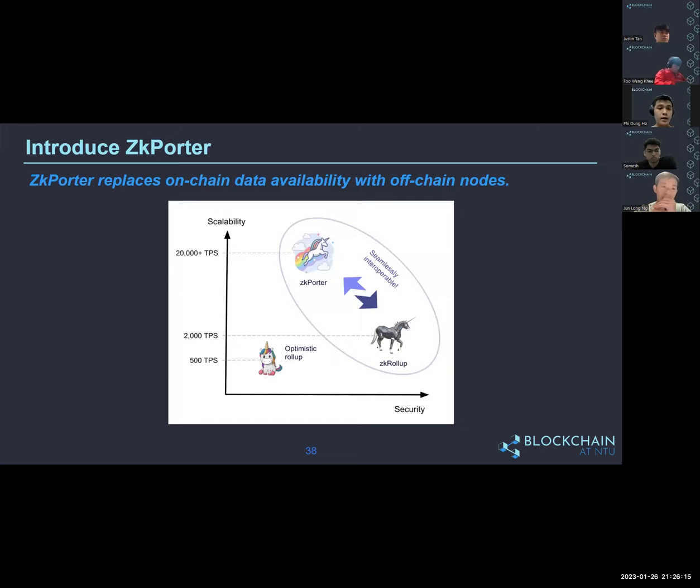And they also introduce a thing called ZK portals. So previously we already talked about ZK rollups, which scale up the blockchains. But then there's a problem where our computation of chains still have to access on-chain data. So ZK portal actually replaces all the on-chain data availability with off-chain nodes. So they will have trusted nodes that can accept all the data on the blockchains.